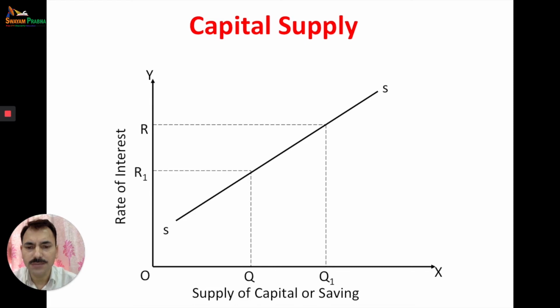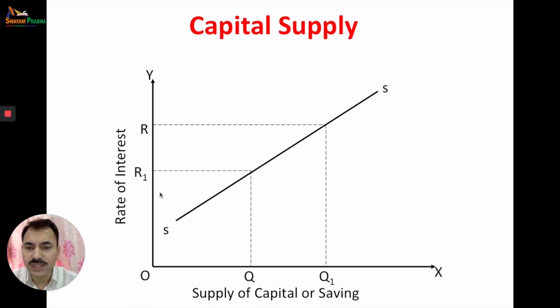This diagram shows the relationship between the rate of interest and supply of capital. As I have already stated, there is a positive relationship between rate of interest and supply of capital. See, if the rate of interest is OR1, the supply of capital is OQ. As rate of interest increases from OR1 to OR, simultaneously the supply of capital increases from OQ to OQ1.